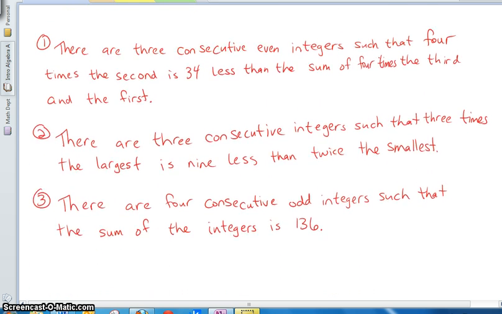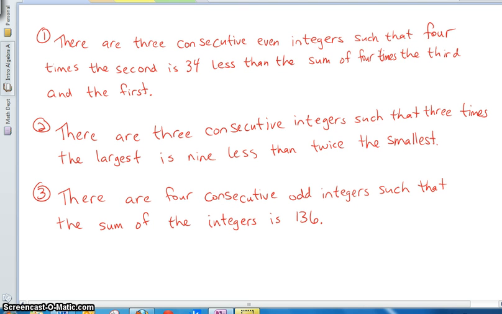Now would be a good time to pause the video and try these 3 on your own. Then I'm going to go through and go step by step on how to set up the equations. So pause the video, try these on your own, and then skip through the video to make sure that you're coming up with the right answers.